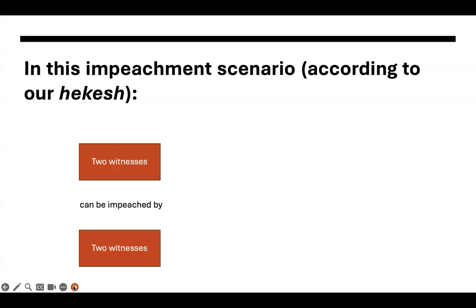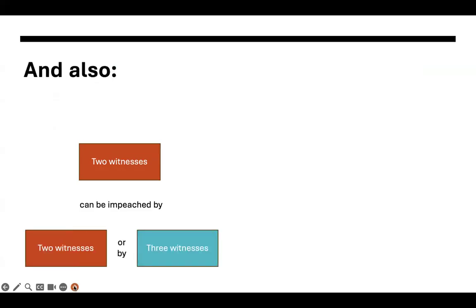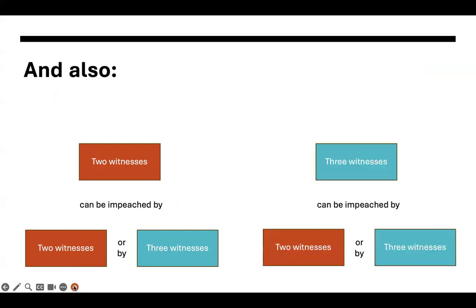So in this impeachment scenario, we have two witnesses, and we know that these two witnesses can be impeached by two witnesses. According to our hekesh, two witnesses can therefore be impeached not just by two witnesses, but also by three witnesses. And also, three witnesses can be impeached by two witnesses or by three witnesses.